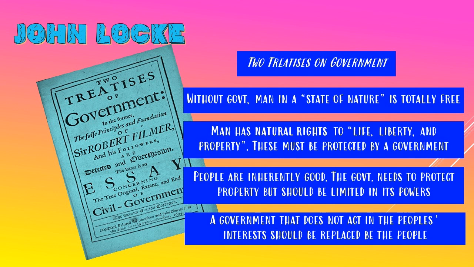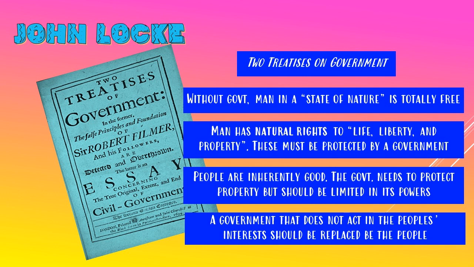His big idea that we're going to keep with us forever is he comes up with this idea of natural rights. All men have the right to life, to liberty, and to property. And so the point of a government is to protect these rights, to protect your life, to protect your freedoms, and to protect the property. And so he takes an opposite view of Hobbes, where Hobbes thinks deep down on the inside we're all bad.